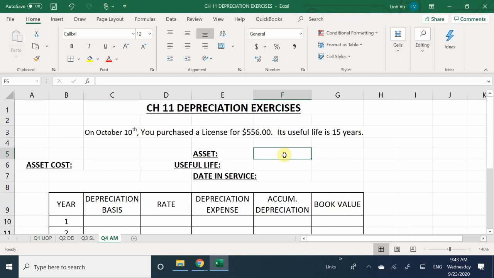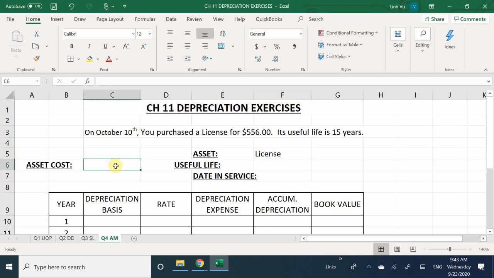Okay? And how do we calculate our amortization? Straight line method. Exactly. We use the straight line method. So, what's my asset here? On October 10, you purchase a license for $556. Its useful life is 15 years. So my asset is going to be a license.